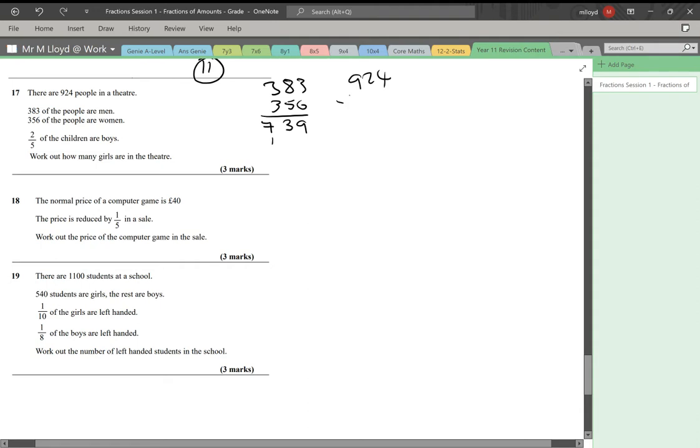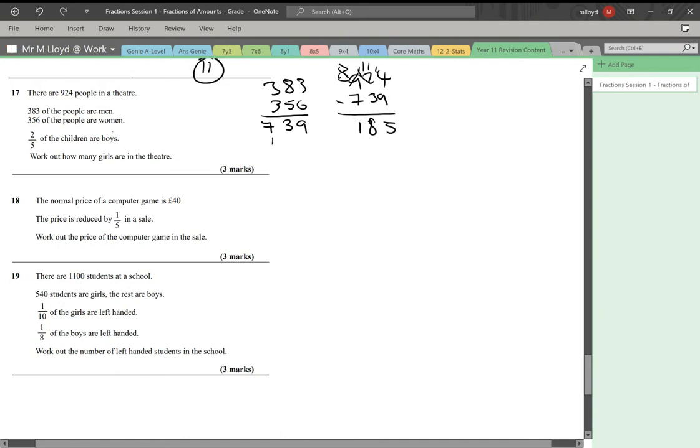And then I'm going to subtract, because I've got a feeling we are going to keep an eye out for kids separately from adults. So 924 take away 739: 14 take 9 is 5, 11 take 3 is 8. So 185 are unaccounted for.